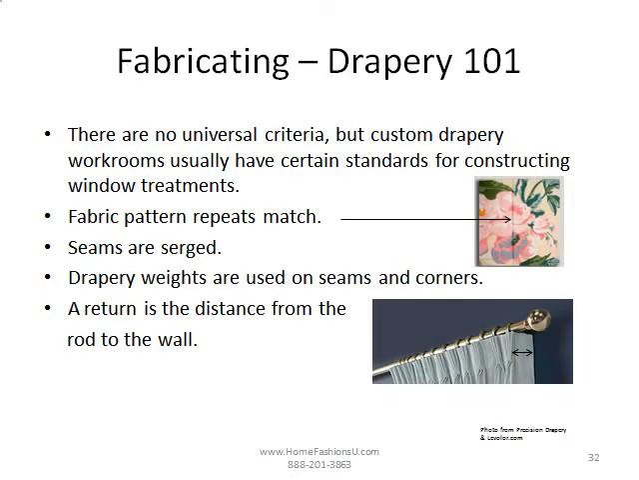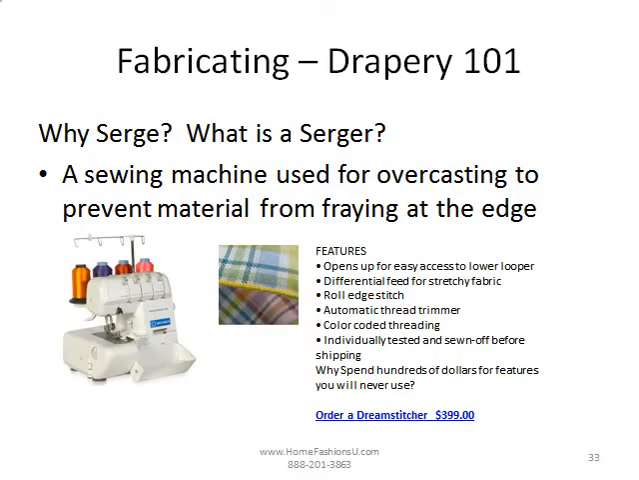There are no universal criteria, but custom drapery workrooms usually have certain standards for constructing window treatments. Fabric pattern repeats do match. Seams are serged. Drapery weights are used on seams and in corners, and a return is the distance from the rod to the wall. Why would you serge, and what is a serger? A serger is a sewing machine used for overcasting to prevent material from fraying at the edges.